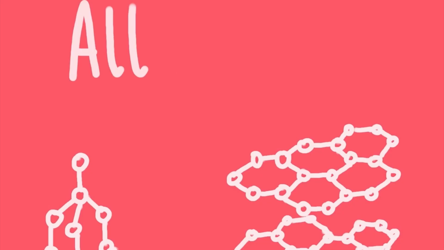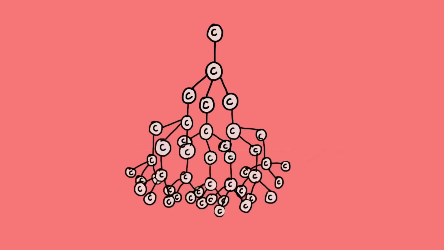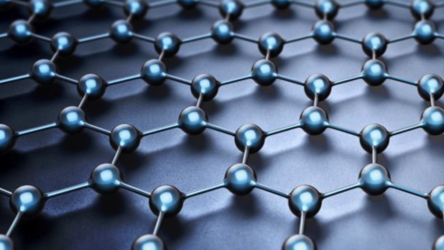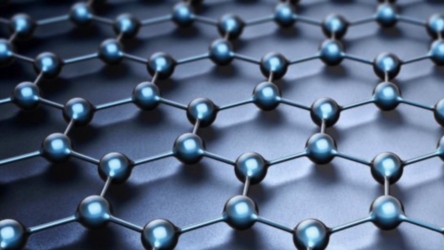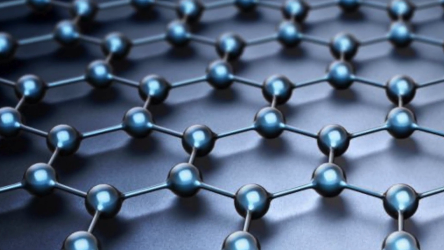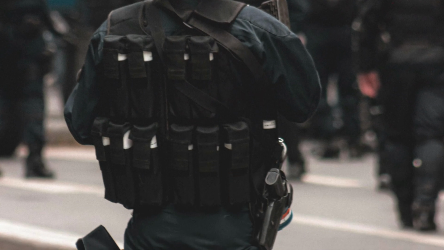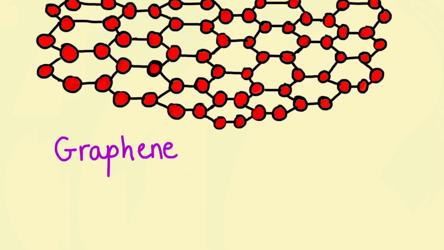In our last video, we looked at the allotropes of carbon, diamond and graphite. Let's start off by looking at a new allotrope of carbon, one that can actually stop a bullet. So this allotrope of carbon is actually used in making bulletproof vests. You might have guessed it, the allotrope of carbon is in fact graphene.